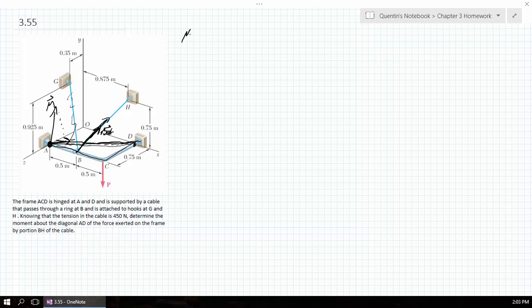So I need the moment at A, and it's going to be r cross F. That's what moments are, always, right? The moment at A is r cross F. So what is r? Well, r from A to B is simply going to be 0.5 in the i direction and nothing in the j or k direction. And what is F? Well, F in this case is the force BH, which is the magnitude of BH, given here as 450, so 450 times lambda from B to H.